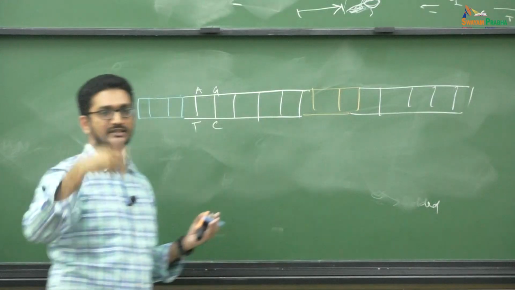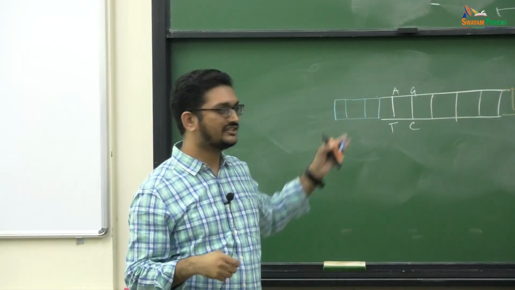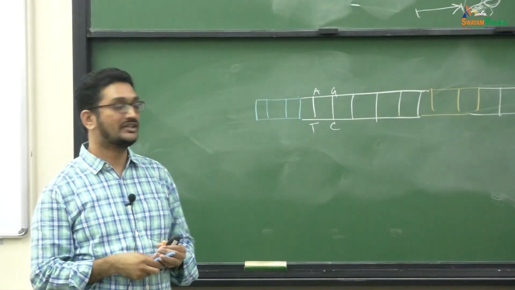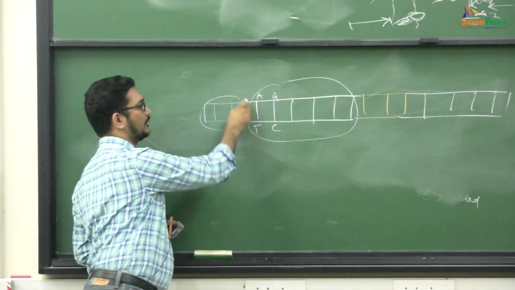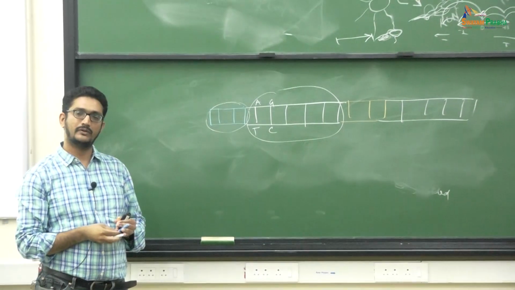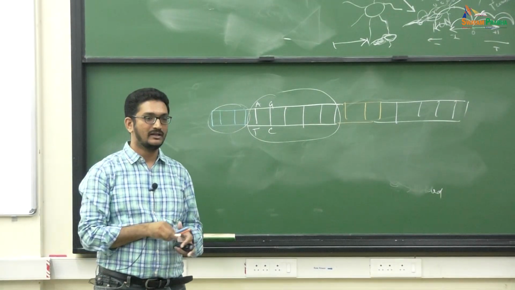Now suppose you are a scientist and you are doing this experiment and you find this DNA. What would you be more interested in? Would you be more interested in the palindromic part or the non-palindromic part? Why would you be interested in the non-palindromic part?